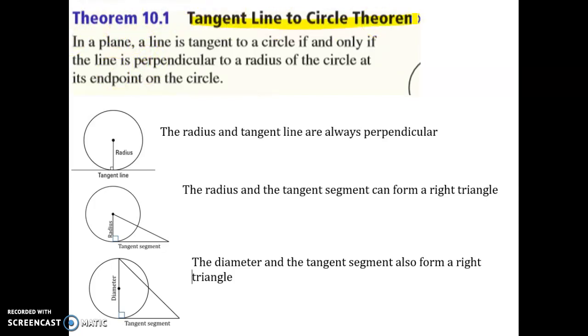The first rule is the tangent line to a circle theorem. It says that in a plane, a line is tangent to a circle if and only if the line is perpendicular to the radius of the circle at its endpoint on the circle. Remember, that's called the point of tangency.